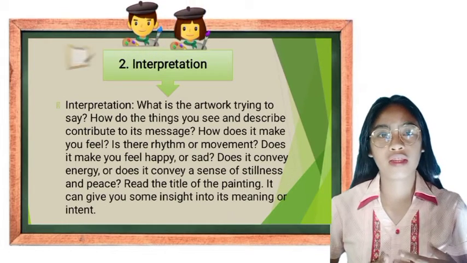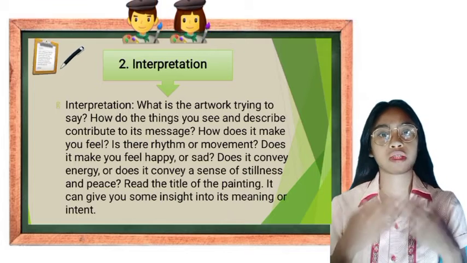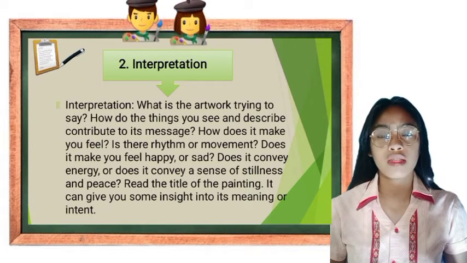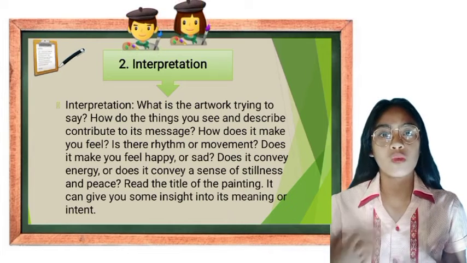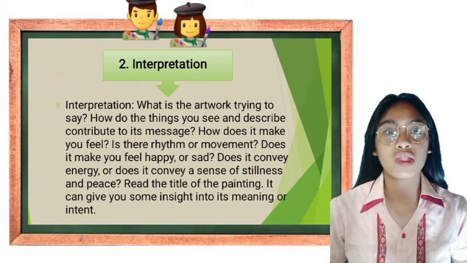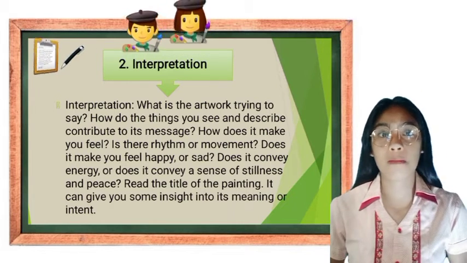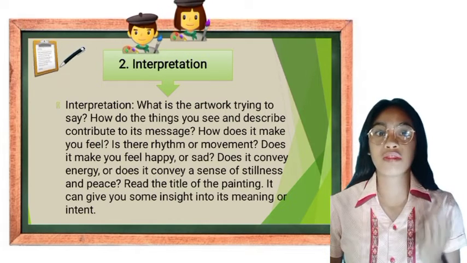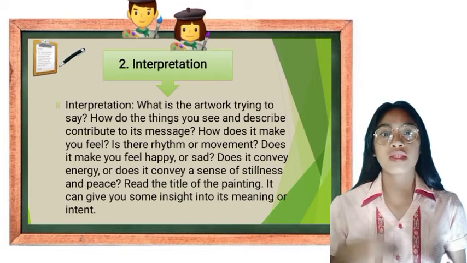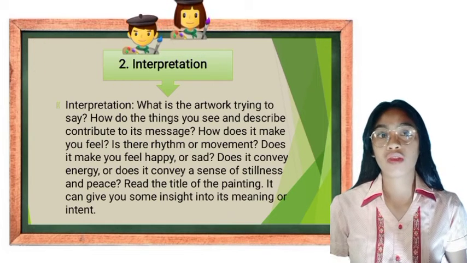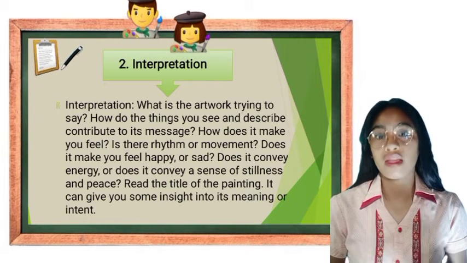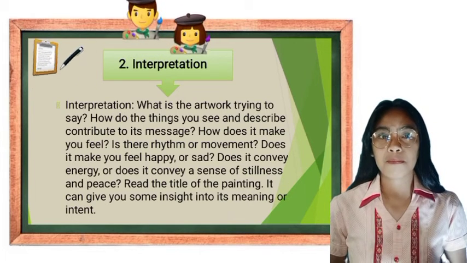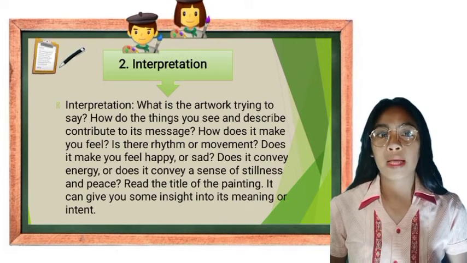We have there the second basic step, which is interpretation. In this step, we will ask ourselves, what is the artwork trying to say? How do the things you see and describe contribute to its message? How does it make you feel? Is there a rhythm or movement? Does it make you happy or sad? Does it convey energy, or does it convey a sense of stillness and peace? Read the title of the painting.